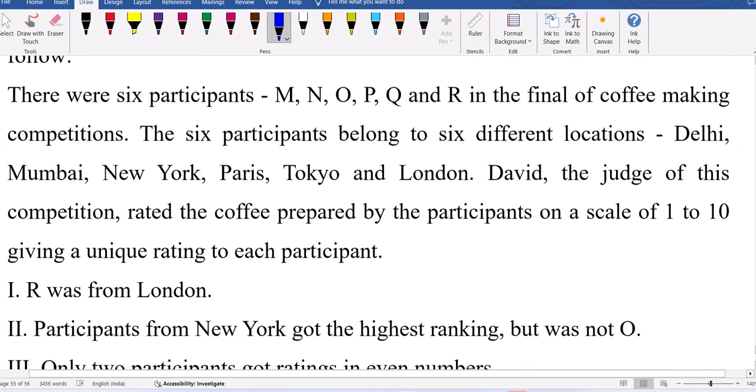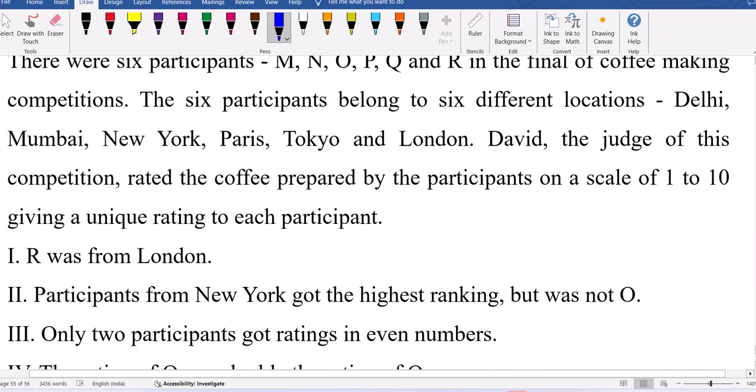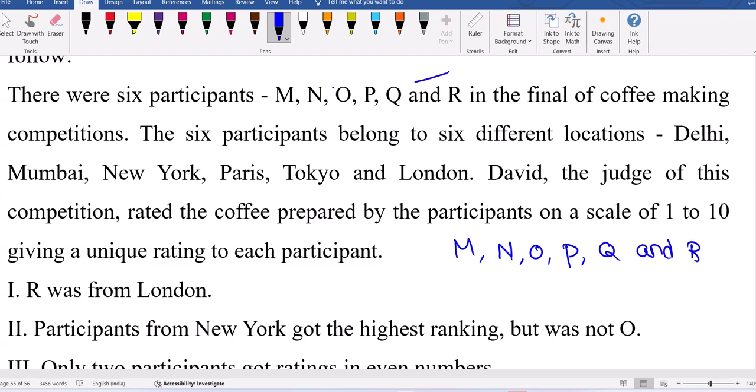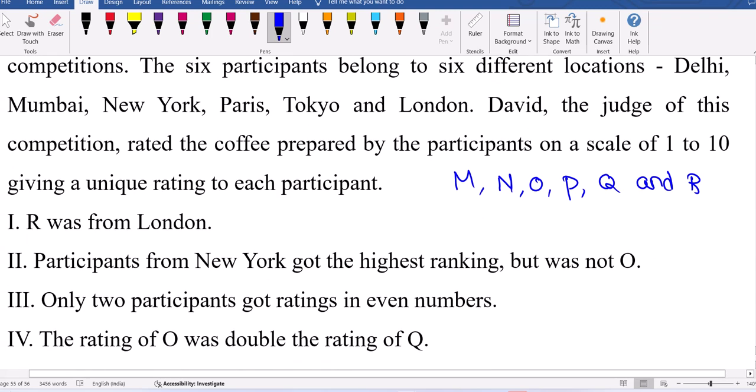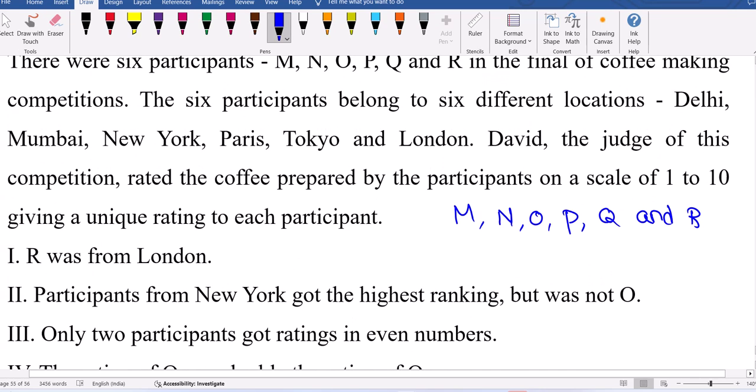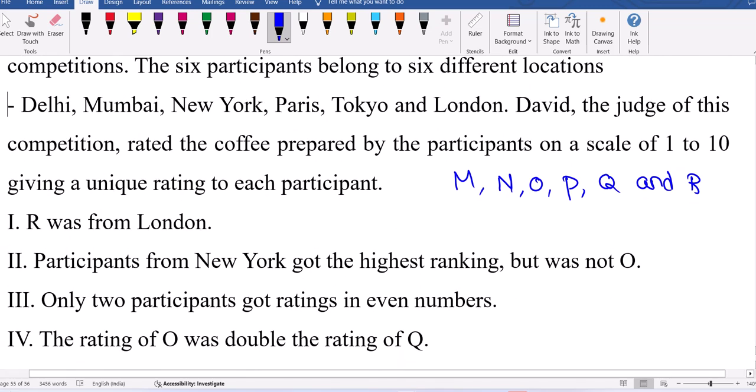Now see this seating arrangement related question. M, N, O, P, Q, R. There are 6 people, M, N, O, P, Q and R. This is actually a previous CoCubes question. There are multiple questions related to this. I went to a coffee making competition in 6 different locations, Delhi, Mumbai and others, and this is the data they have given.